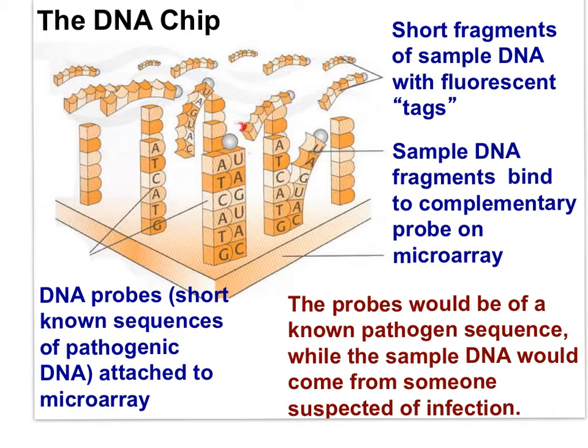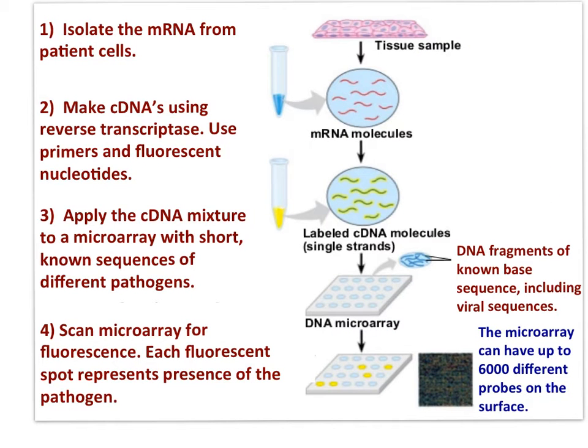If the patient was infected with a pathogen, the DNA of the pathogen would be in the sample and would bind to the probe sequence for that pathogen. Fluorescence would then occur in those locations. The technique can be started by isolating the mRNA from patient cells. All the mRNA sequences would be included, the natural mRNAs as well as those from a pathogen that had infected the cells. Now, DNA copies are made using reverse transcriptase, a primer, and fluorescent nucleotides. This creates pathogen DNA copies that fluoresce.